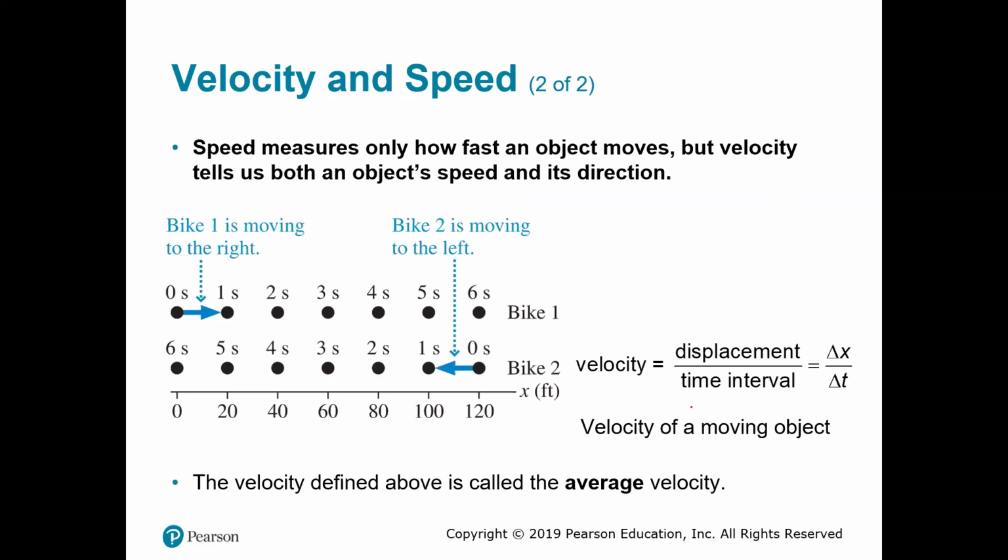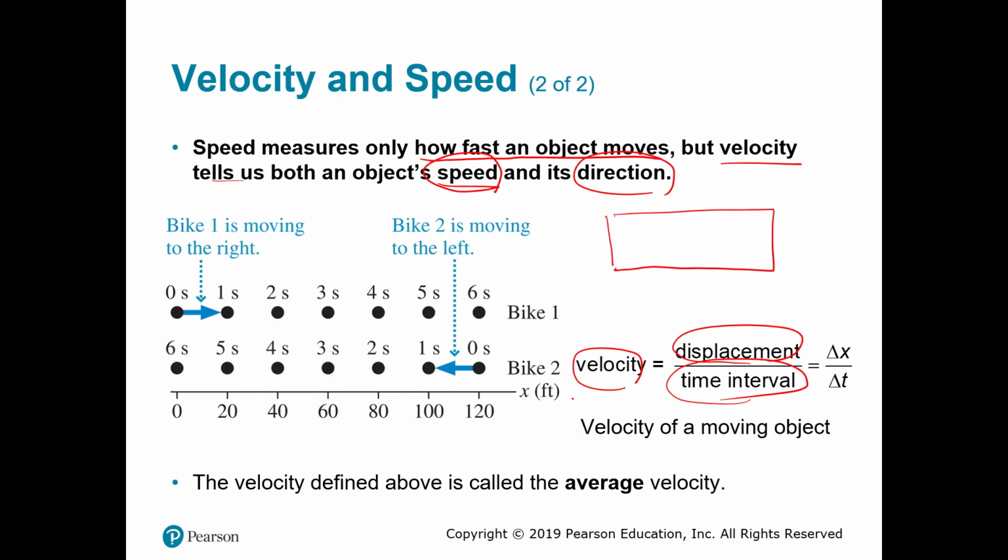And then velocity and speed. Speed measures how fast an object moves. But velocity tells us both the object's speed, which is the magnitude, and its direction, as I said, right? Velocity, definition, displacement over time, right? So again, let me give you one quick question.